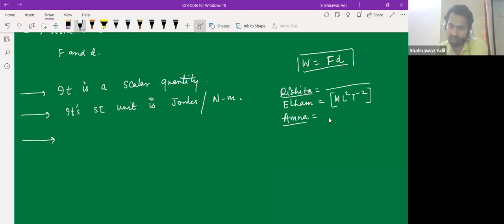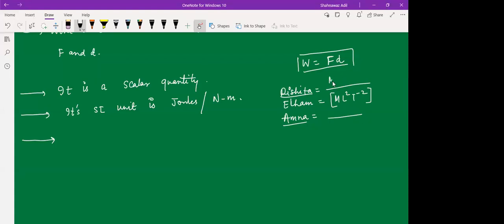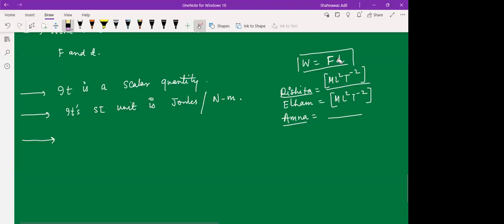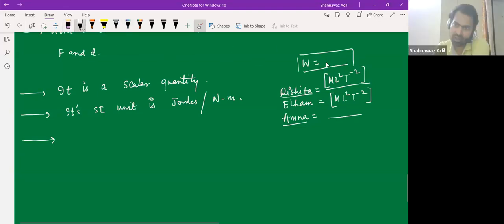So you guys please calculate. What are you getting, Amna and Rishita? Sir, I got the same, ML square T minus 2. Amna, what about you? Same, sir. Right? Because force says what? Force is m a and then distance. So m is kg, a is meter per second square, and then you have this distance which is meter. So kg is mass, m square is length square, per second square, so per time square, right?